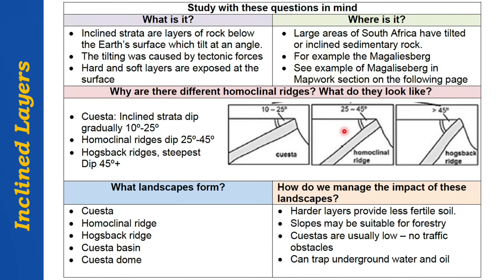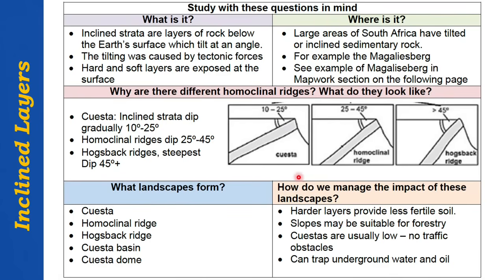Where is it found? Notice the questions geographers ask. Your teacher would have done this with you before. Large areas. It's found across the country because large areas of South Africa have tilted or inclined sedimentary rock. A classic example is the Magaliesberg, and on the following slide, I'm going to show you examples of this. Why are there different types of inclined layers, or homoclinal ridges as we call them, and what do they look like? We get cuestas. There are 3 types. We get cuestas, where the inclined strata dip between 10 degrees and 25 degrees, and that's a relatively gradual dip, okay?